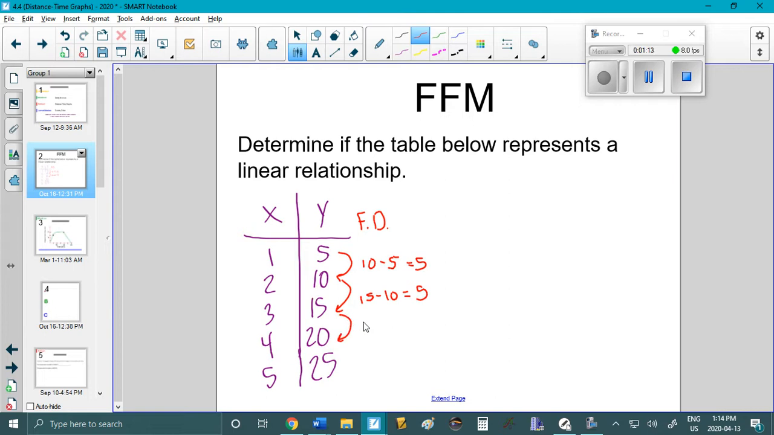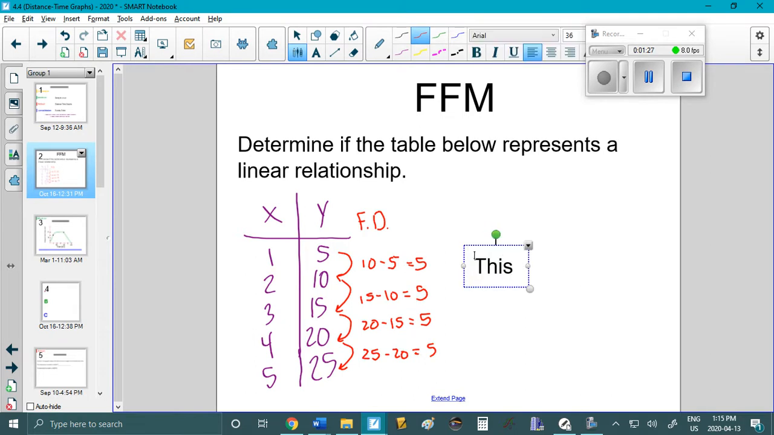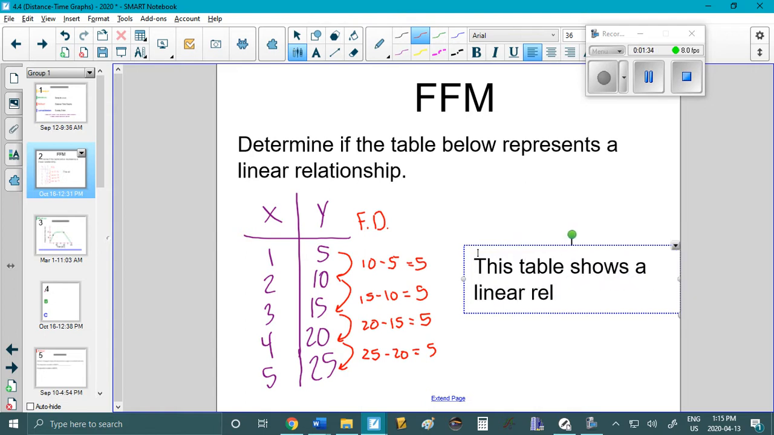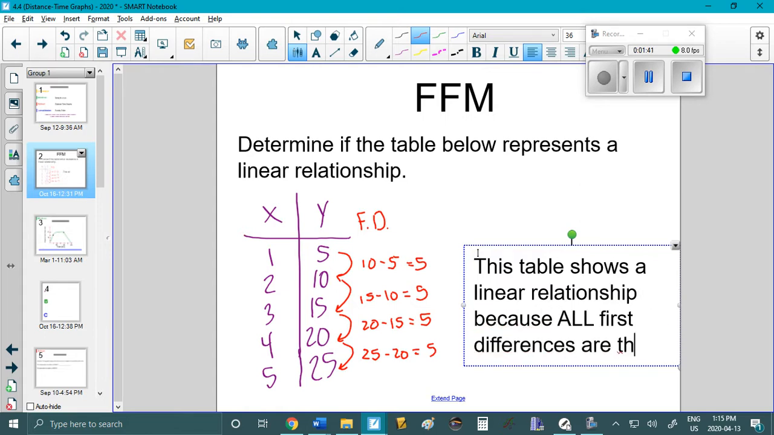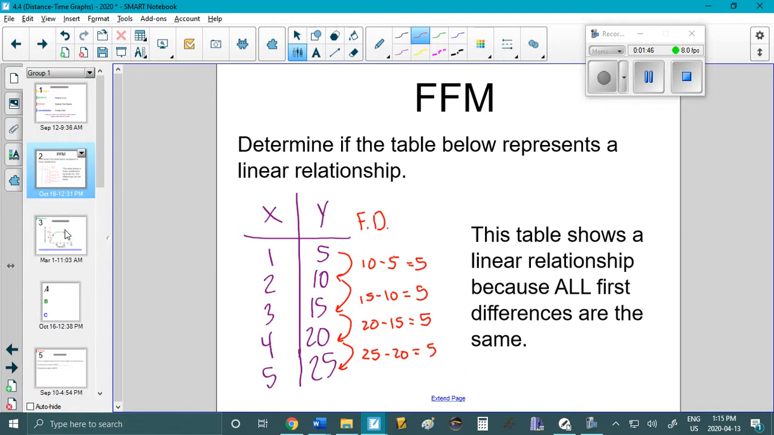But it's important that you check all of them, because sometimes I will put in a number that doesn't follow the same pattern. So I'm just continuing here. The last one, 25 minus 20 is 5. So in this case, all the first differences are the same, so we can say this table shows a linear relationship because all first differences are the same, or constant, either one. Okay, so there's your first 5-minute question.